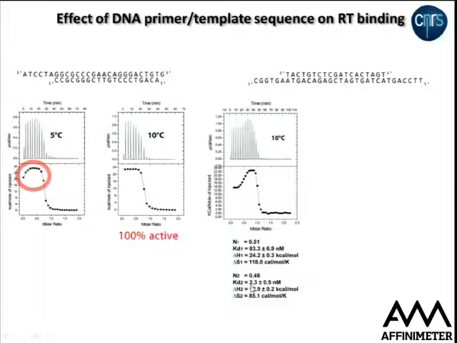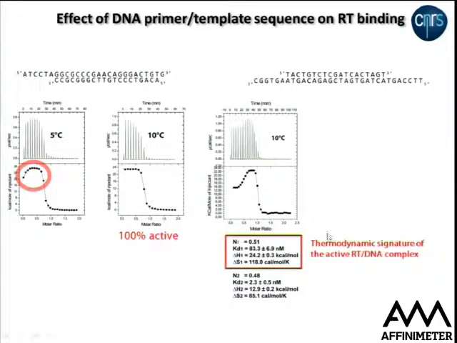One has a very tight binding in the low nanomolar range with a delta H of about 13 kcal per mole. And the second one has a KD around 83 nanomolar and a higher delta H, plus 24 kcal per mole. And we know that this low affinity corresponds to the thermodynamic signature of an active RT-DNA complex. So what about this very tight binding? Is it active or not?